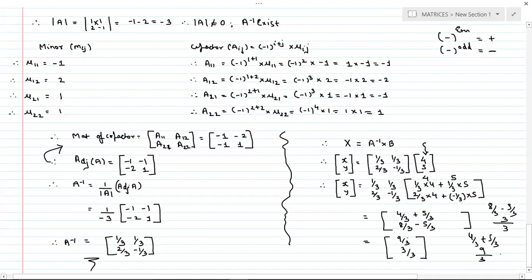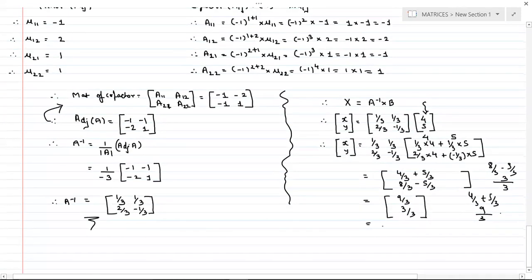Okay. So in the final step, 9 by 3 means 3 ones are 3, 3 threes are 9. So here you will get 3, and this 3 will get cancelled, and here you will get 1. So here we got the answer of x and y.